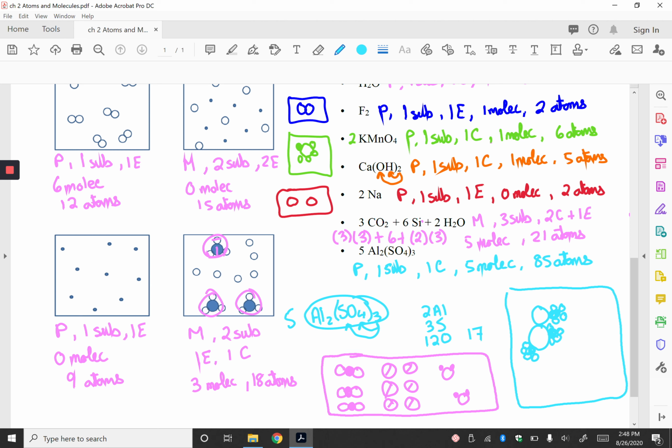All right, now what I'd like you to do is to take a look at the counting atoms activity and try to do the same thing. Look at the different things that you have in front of you. Try to figure out if it's a pure substance or a mixture, how many substances there are, whether these substances are elements or compounds, and then count up how many molecules and how many atoms.